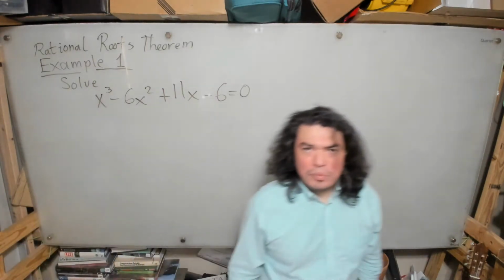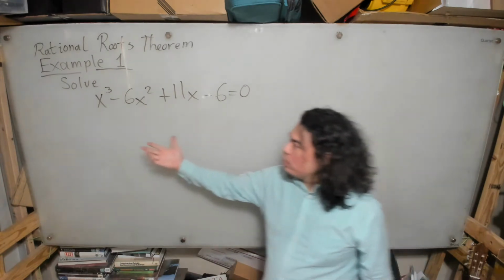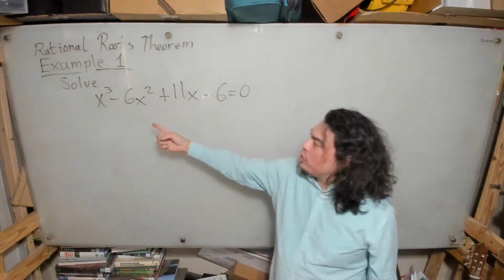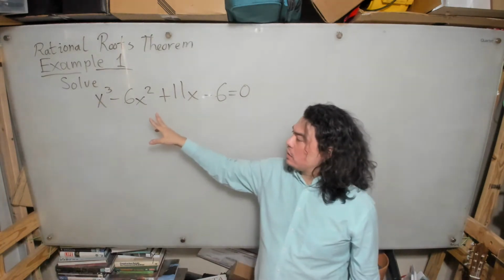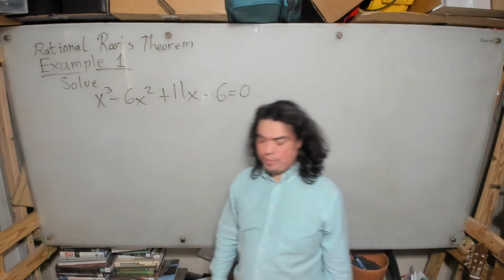So our first example using the rational roots theorem will be this example here. We're going to solve the polynomial equation x cubed minus 6x squared plus 11x minus 6 equals 0.